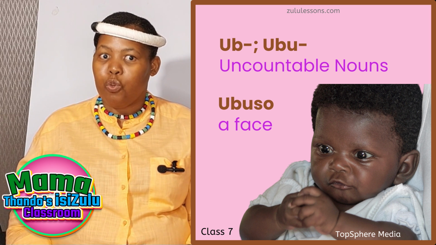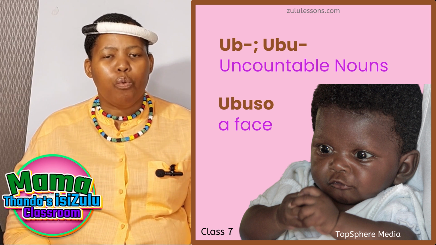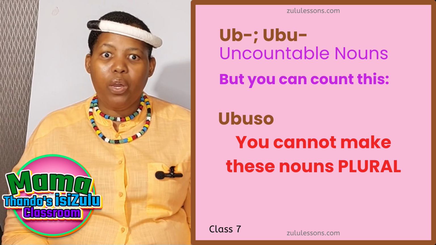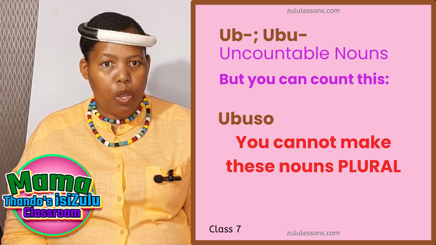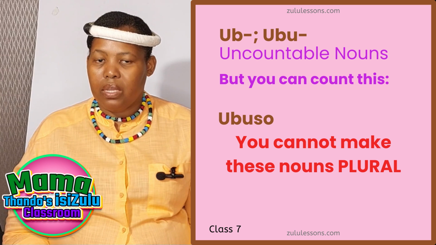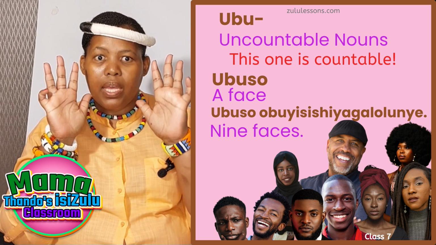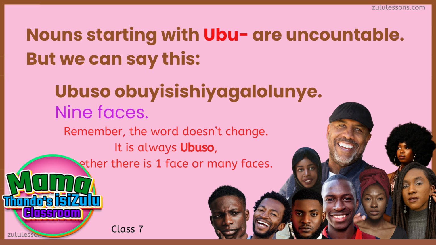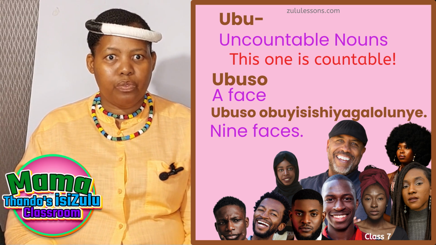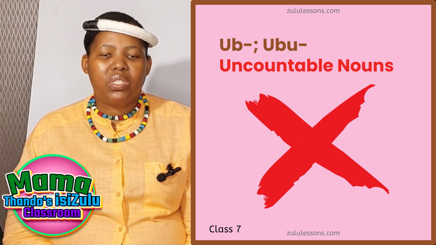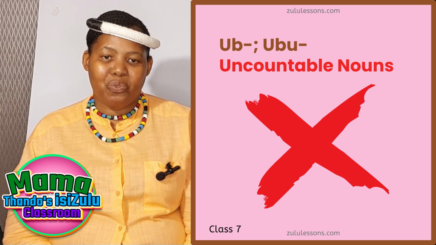Ubuso, that's a face. We can count it and say 9 faces. But the word itself, ubuso, does not change whether we are saying 1 face or 9 faces. It stays the same, like this. Ubuso obuyisishiyagalolunye, 9 faces. Now you try. Did you see? The word never changed. Now, you remember, we cannot count nouns starting with UBU in isiZulu.